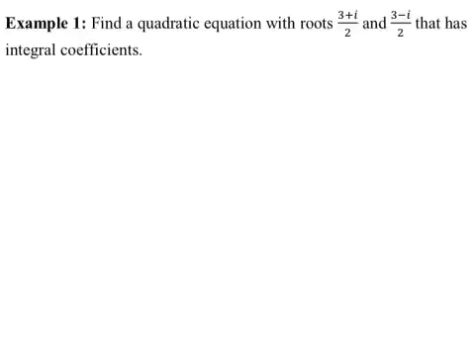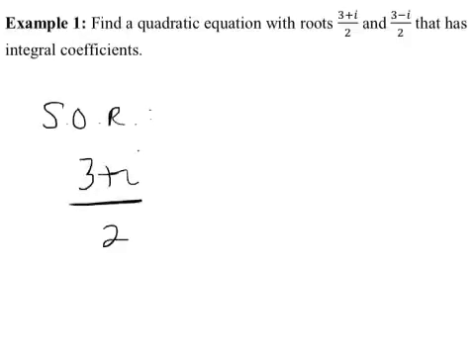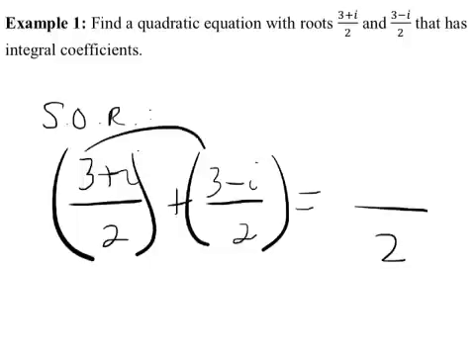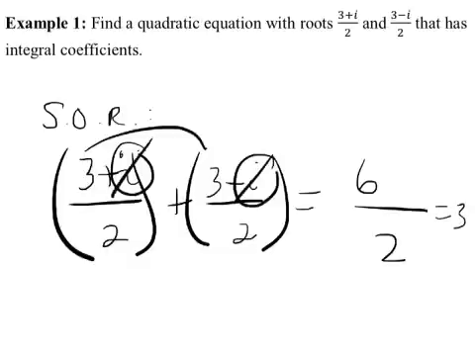So let's take a look. The sum of the roots is equal to negative b over a. So let's do the sum of the roots first. Sum of the roots is (3 plus i)/2 plus (3 minus i)/2. We're adding these quantities, so we have a common denominator of 2, so that carries over. Adding the numerators, 3 plus 3 is 6. Positive i and negative i cancel, leaving us 6 over 2, which is just 3. That's the sum of roots.